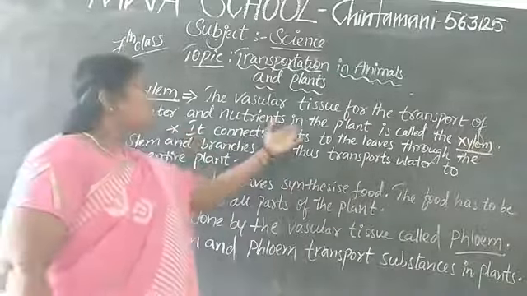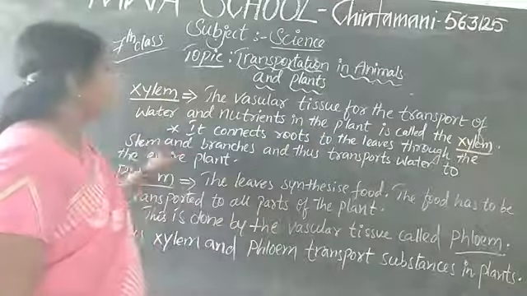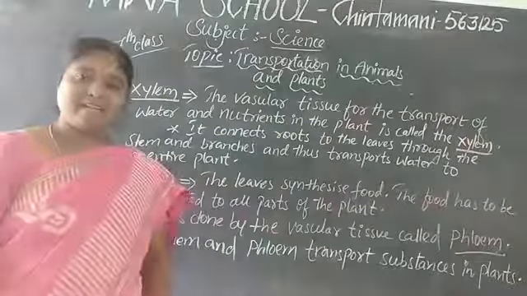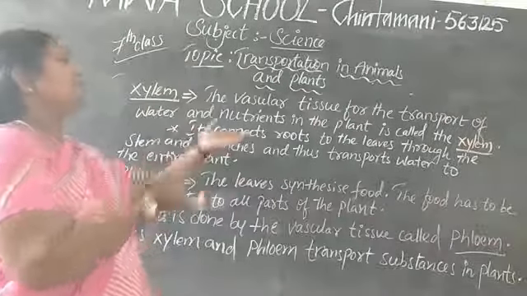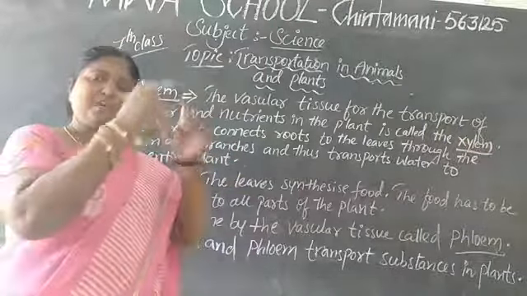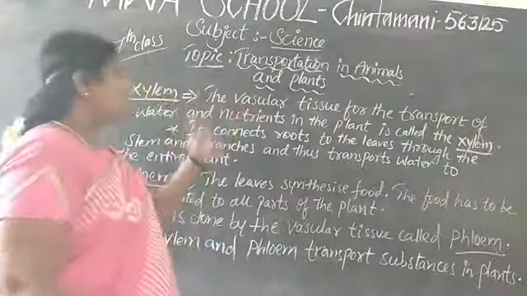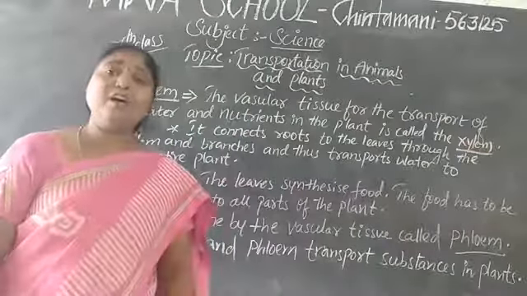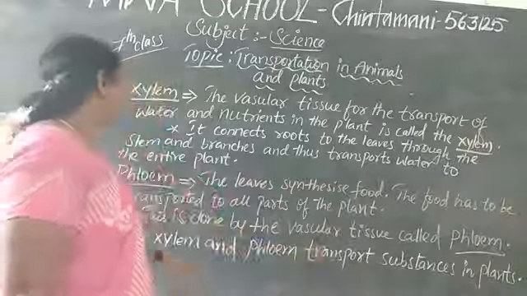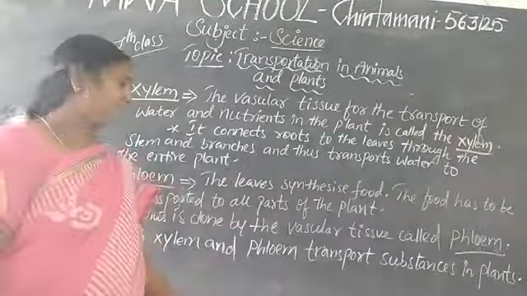It connects the roots to the leaves through the stem and branches, and thus transports water from the roots to the leaves, through the stem and branches. It supplies water to the entire plant.